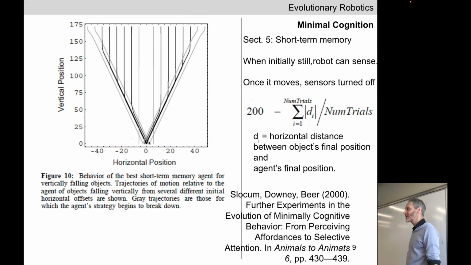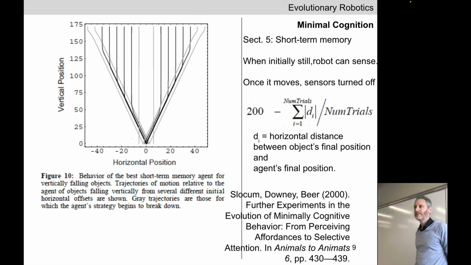Most of these lines converge at the bottom at 0, meaning the horizontal difference between the horizontal position of the robot and the horizontal position of the object is about the same. The difference is near 0. So the robot is more or less catching the objects in all of these cases. What strategy is the robot using here? How is it catching these objects?